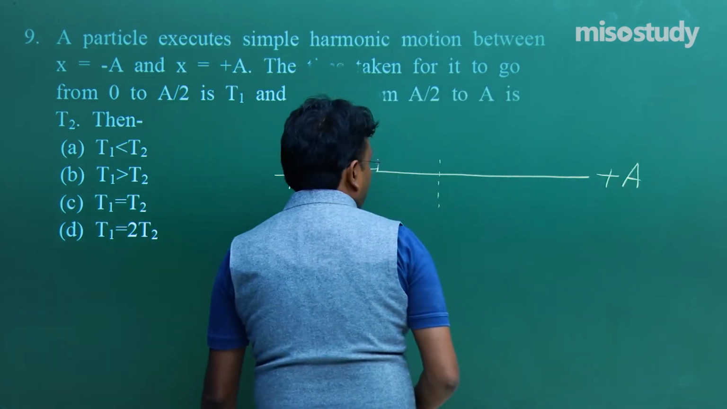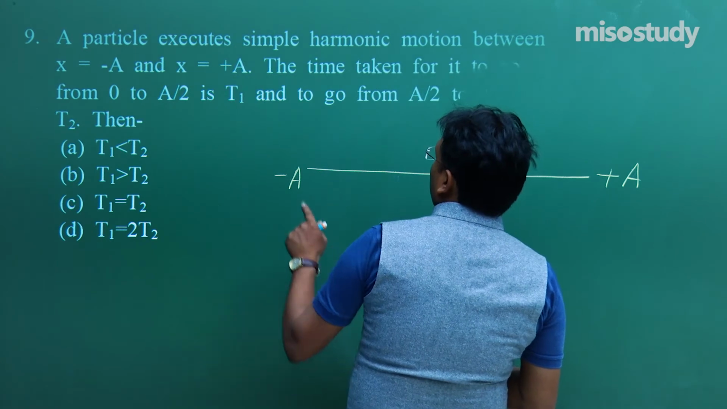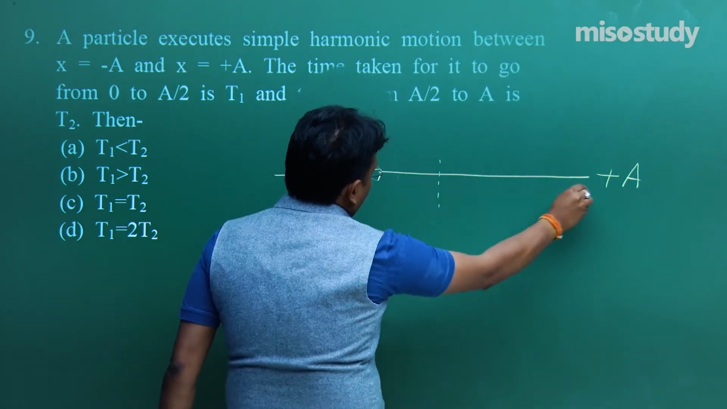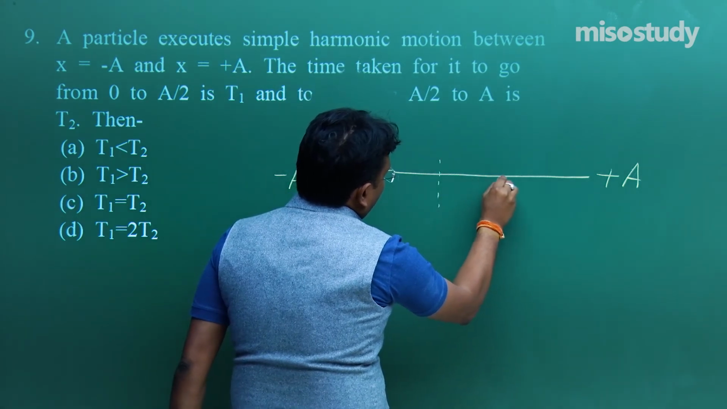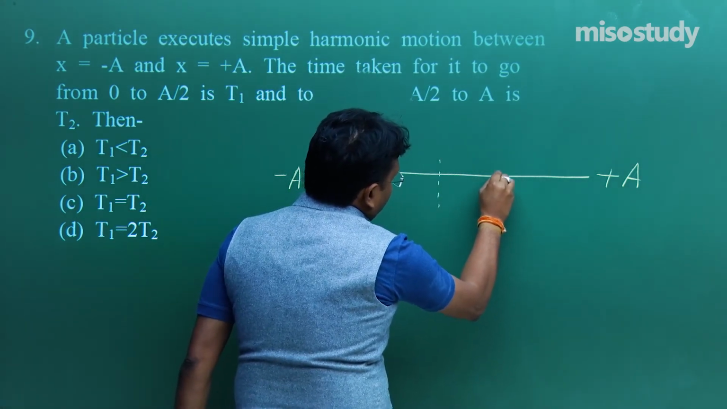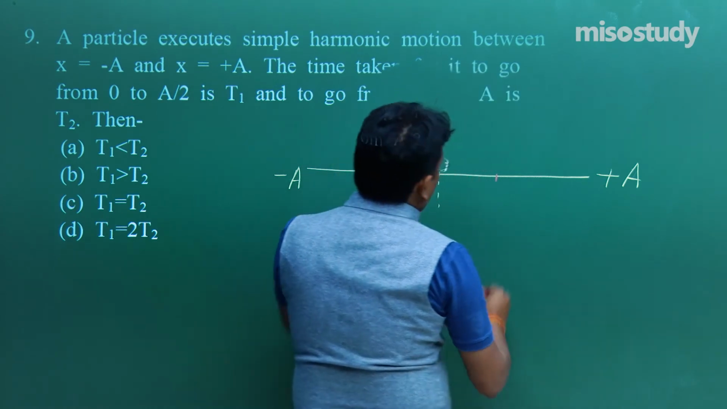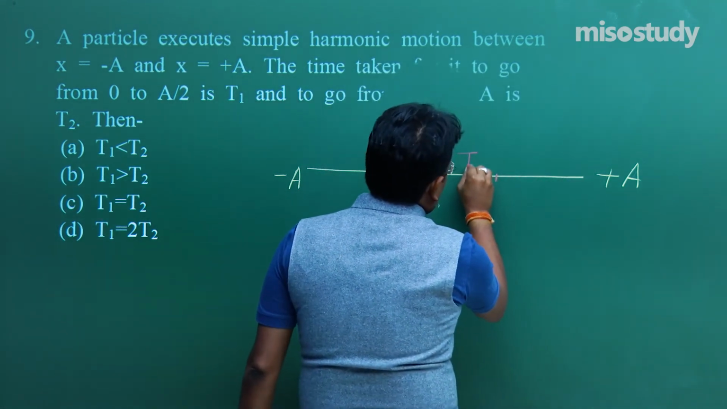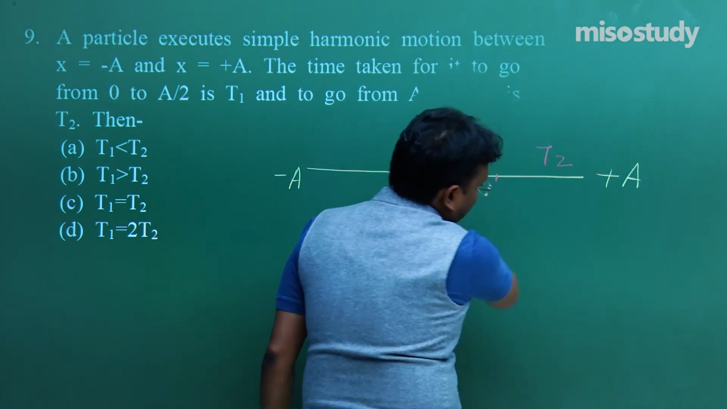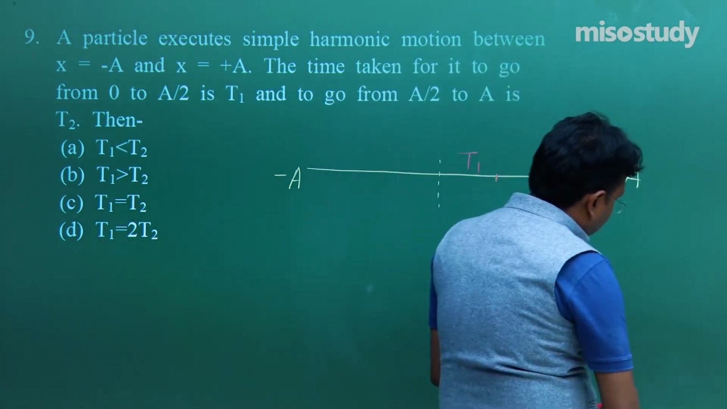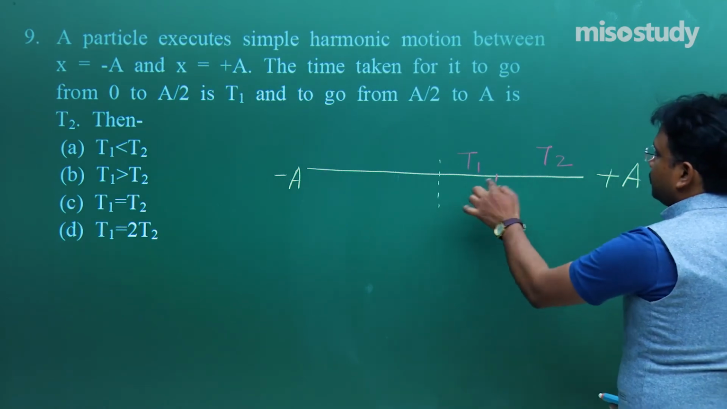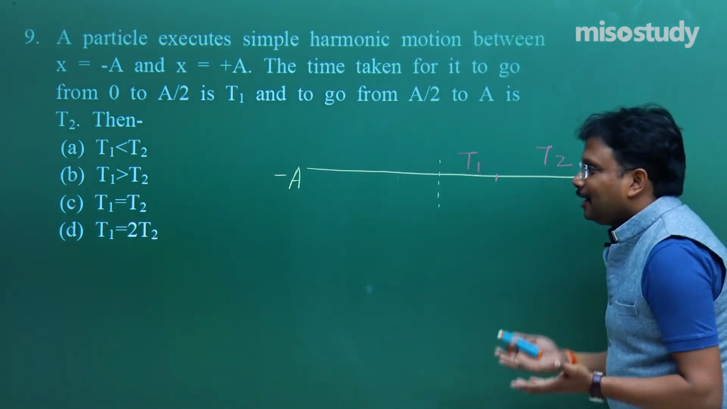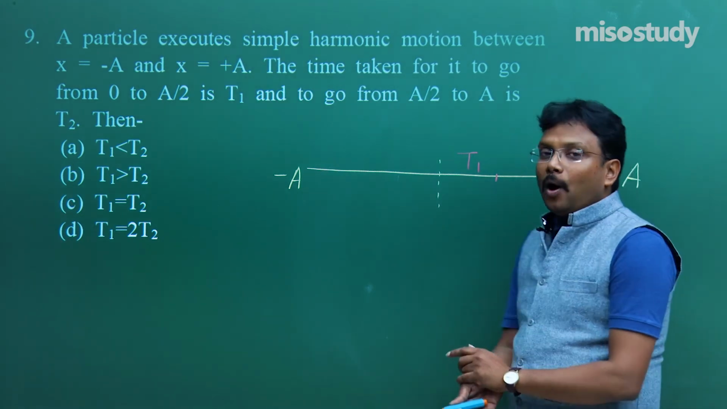Okay, no problem. So, a by 2, this entire distance is a, positive. So, a by 2 is one aspect, and from here to here is the remaining half distance. So, this time is t1, this time is t2. This is t1, this is t2. Then what exactly is the relation between t1 and t2?